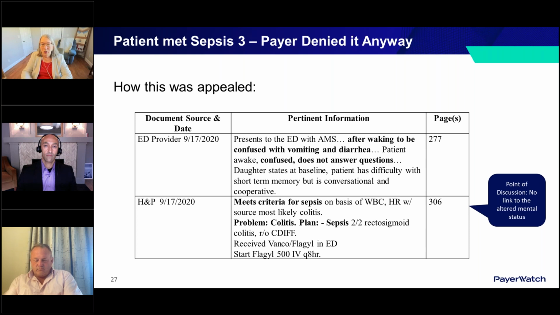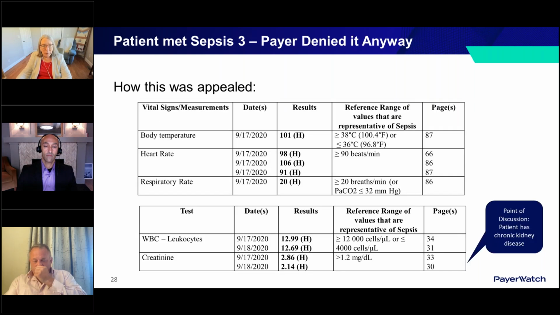So does the patient have organ dysfunction? Do they have Sepsis-3? And we went ahead, we appealed it, we got this one overturned, and the way we appealed it is we talked about the fever, the tachycardia, the tachypnea, the WBCs, and then the appeal writer also placed in the appeal letter about the creatinine being elevated.